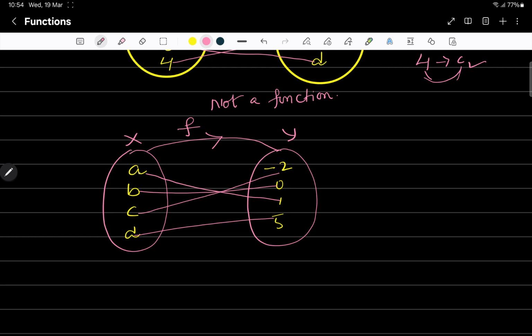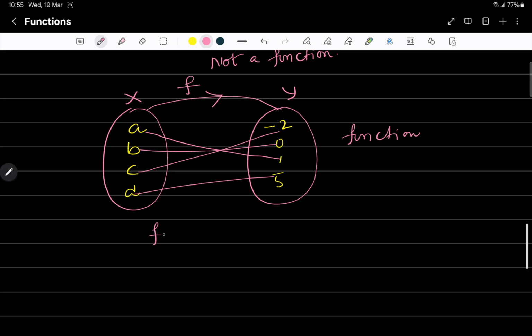Now look here, every input has only one output. A has how many outputs? Only one. B has how many outputs? Only one, 0. C has how many outputs? Only one, -2. D has how many outputs? Only one, 5. So this is a function. Now this function we have to write in ordered pairs.